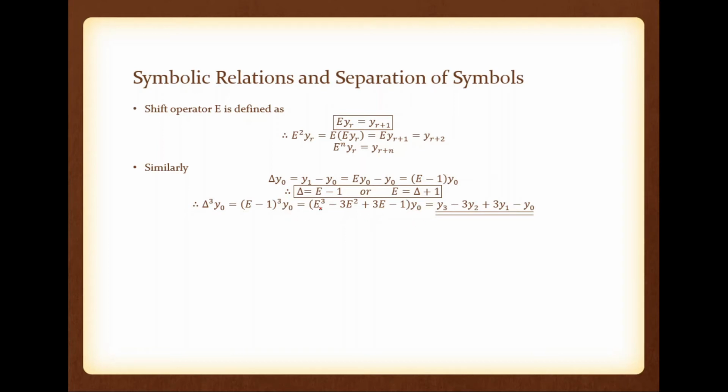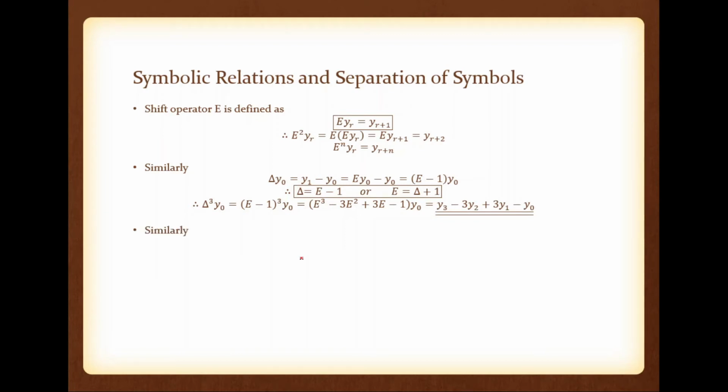So then, cross multiplied. What is E raised to 3 y0? The third next data of y0, that is y3, minus 3E squared y0. What is 3 into E squared y0? The second next data of y0, that is minus 3y2, plus 3 into E y0, that is 3y1, minus 1 into y0, simply y0. So delta cubed y0 is equal to y3 minus 3y2 plus 3y1 minus y0. Okay. So please remember this equation, delta is equal to E minus 1.